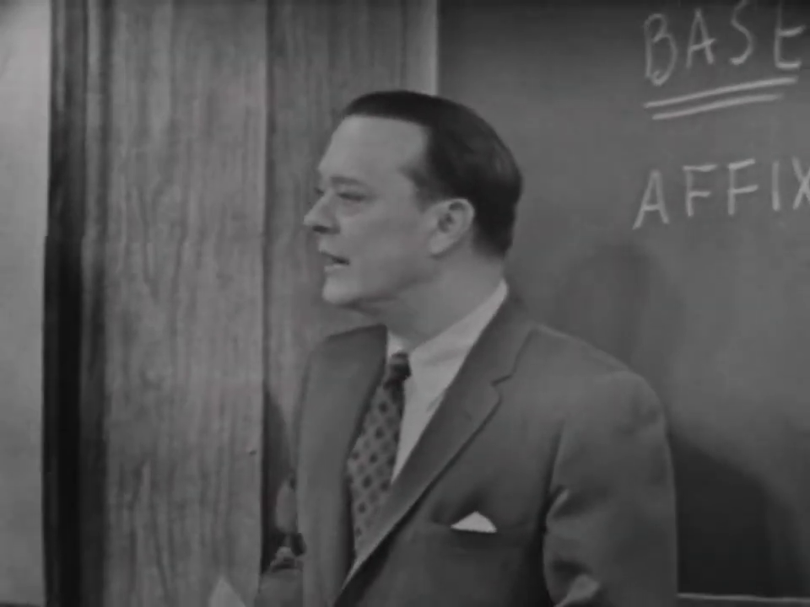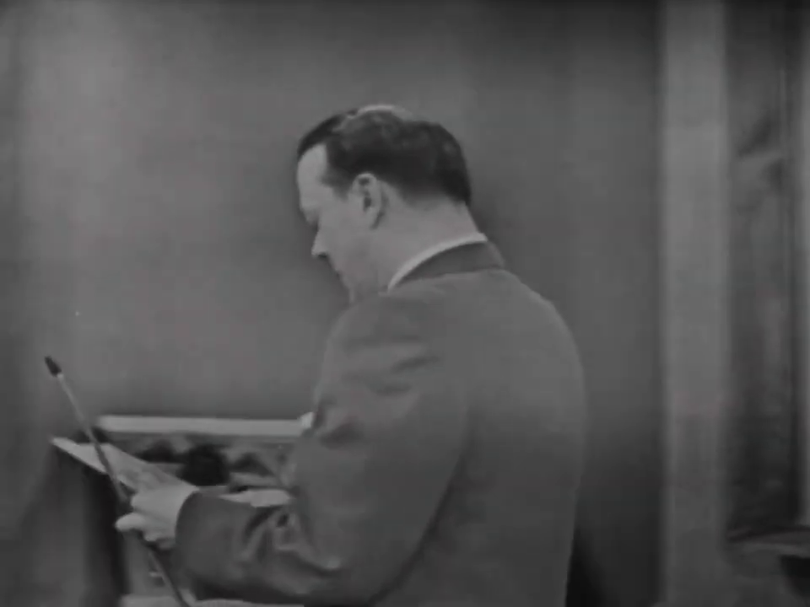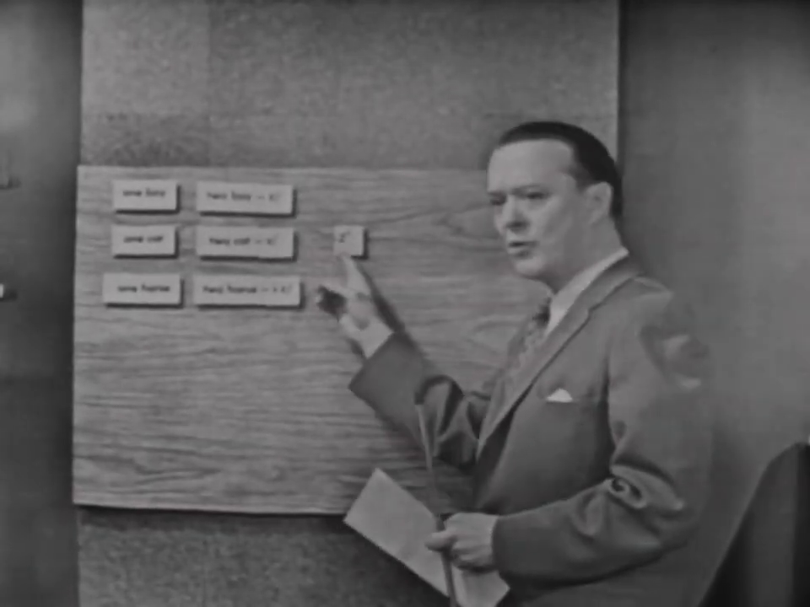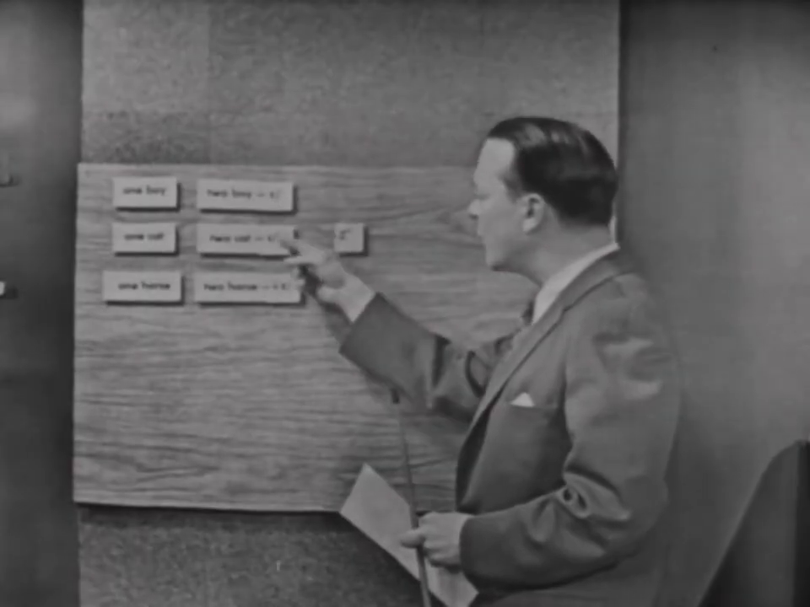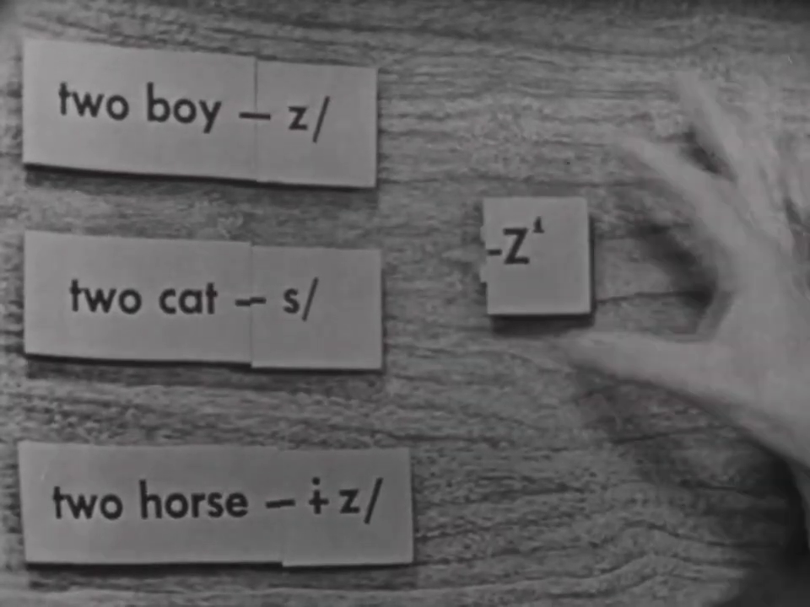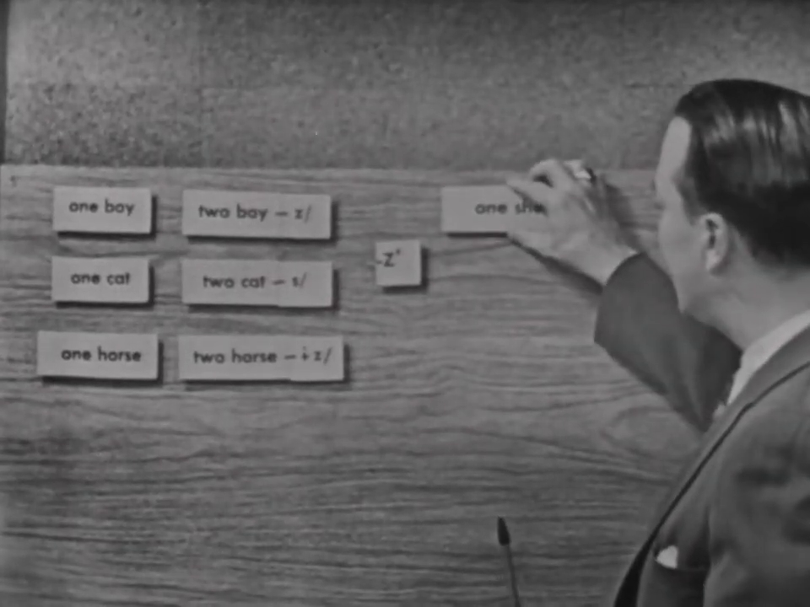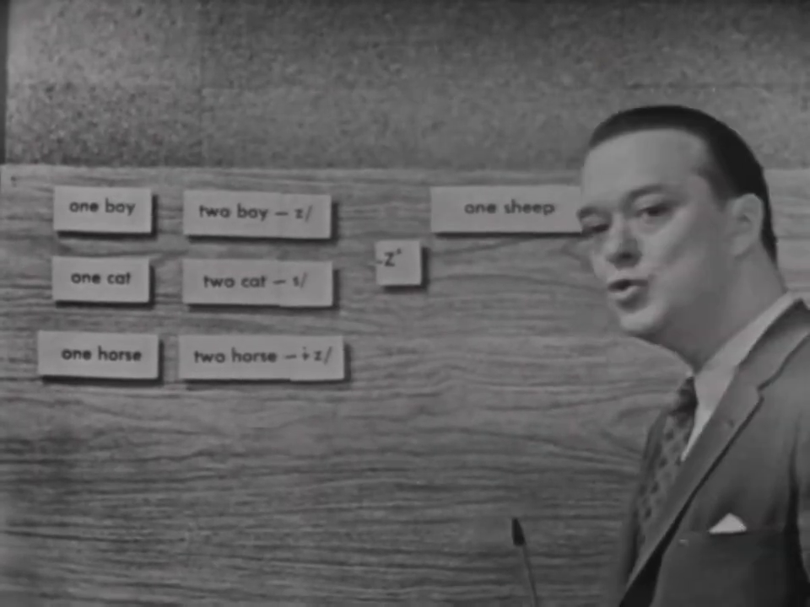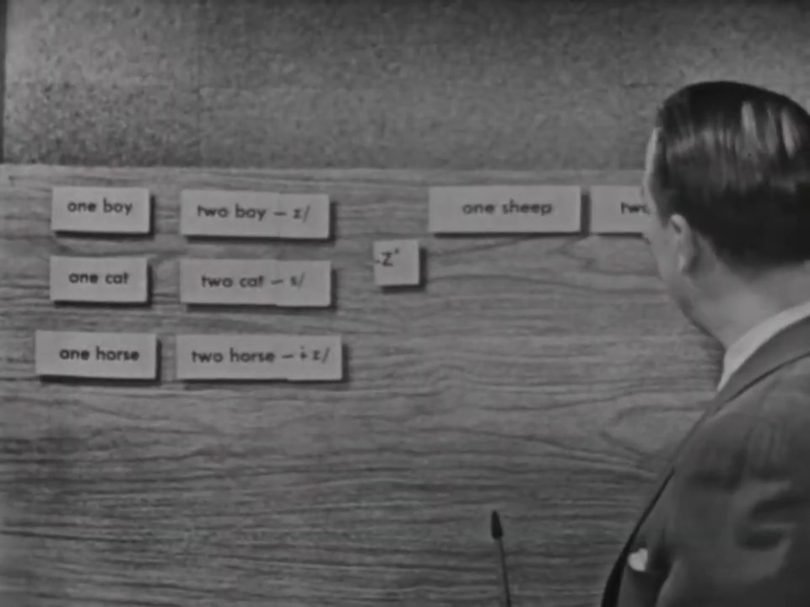Let me show you over here, again, how this particular thing works. To go back again for a moment to our business of the plural morpheme, our Z1. One boy, one cat, one horse, and so on. These are the regular allomorphs of our friend Z1, the plural. But suppose something like this happens. Here is an item, one sheep. Now what happens when I put two in front of sheep? One sheep, two sheep. Nothing happens, you say.